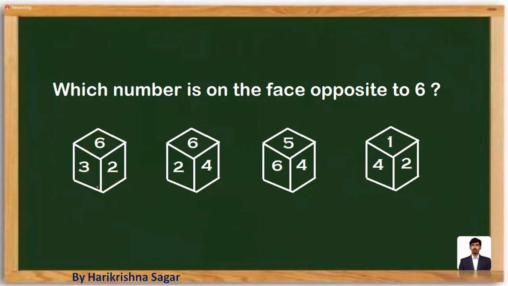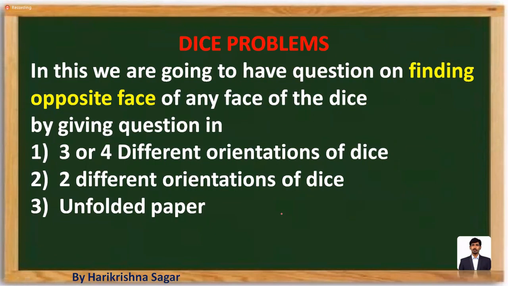So opposite to the face 6 is the question. Visualizing what is at the bottom is going to be a difficult task. So that's the reason I suggest that whenever you have any question related to dice problems, and especially questions related to three or four different orientations of a dice, whenever you see a question related to opposite face, try to understand that opposite is nothing but the one which is at the bottom, right?